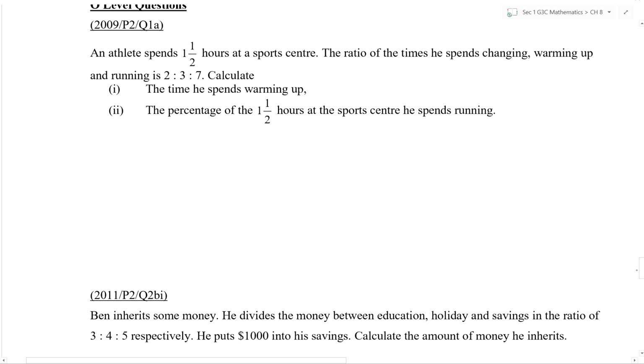Next will be O-level types of questions on ratio. So whatever you have just covered is sufficient for you to attempt O-level questions. So I'll go through this question over here. This athlete spends 1.5 hours. We can rewrite it to become 1.5 hours or 60 plus 30, 90 minutes. I'm not sure which format is going to be useful for us for this question, but these are the options that we have. Now the ratio of time he spent changing, warming up, running. There are 3 components, 2 to 3 to 7.